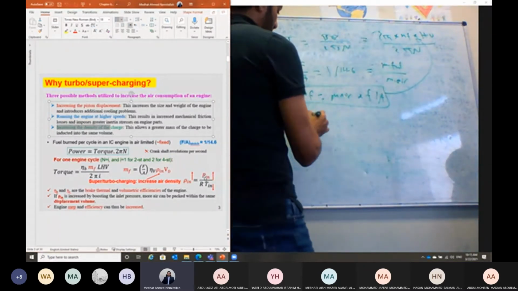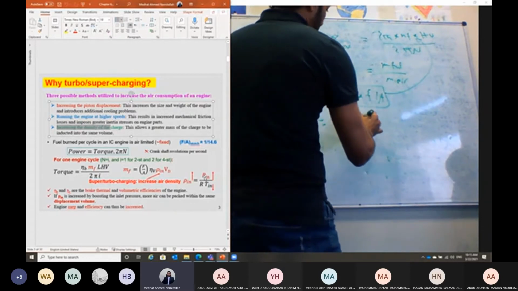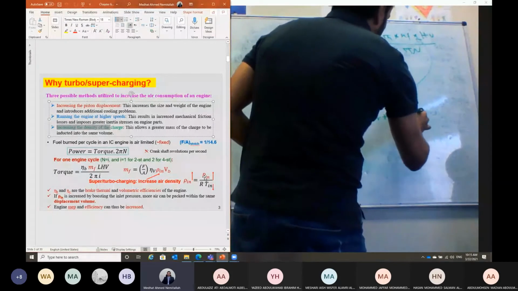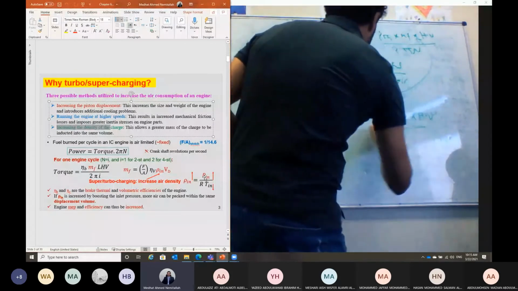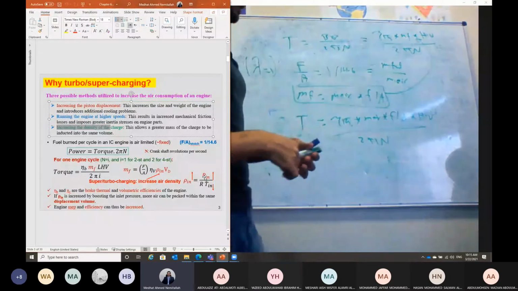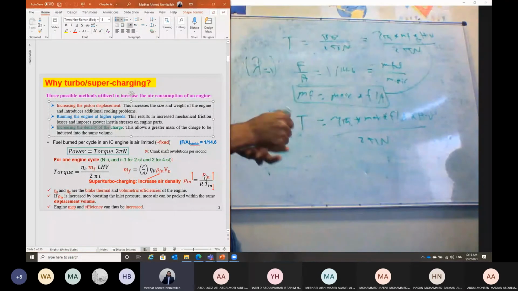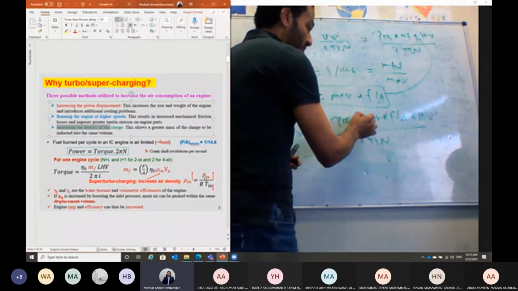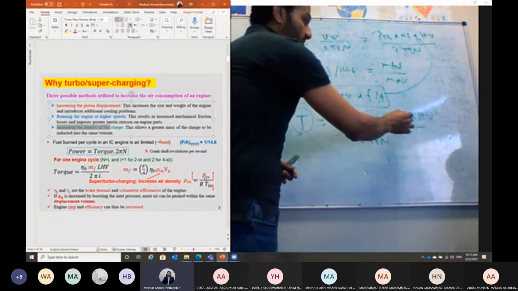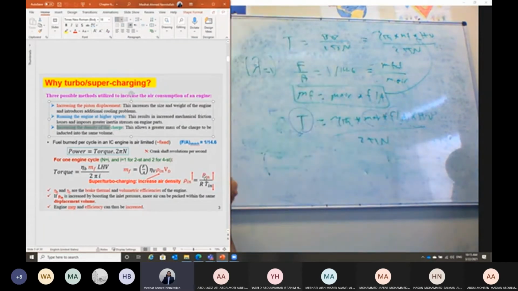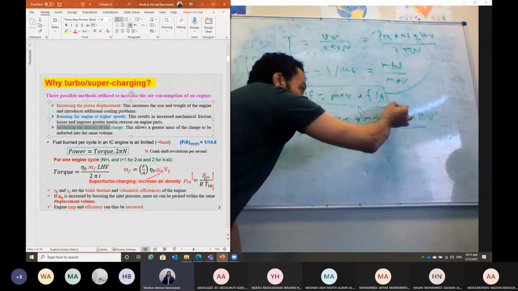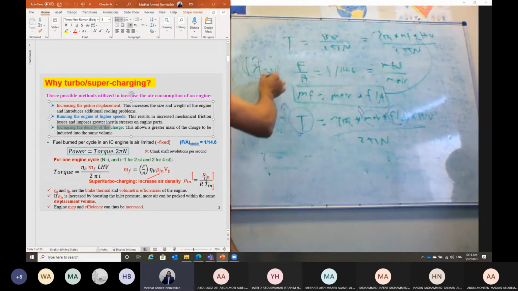Then we can get the torque will equal to eta thermal multiplied by the mass flow rate of air multiplied by the fuel to air ratio multiplied by the heating value divided by 2πn in this case. So here, we can define the torque out of the engine on the crankshaft as a function of the mass flow rate of air multiplied by the fuel to air ratio, which is fixed in this case. So if we are able to increase the mass flow rate of air, that means we are able to increase the torque out of the engine for a fixed value of fuel to air ratio under stoichiometric operation for a gasoline engine.